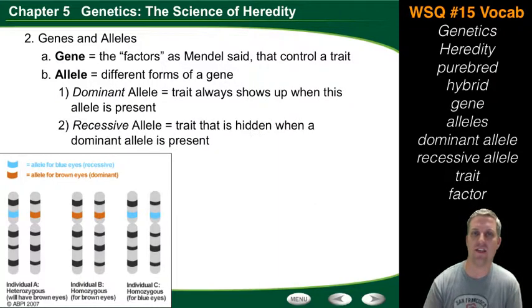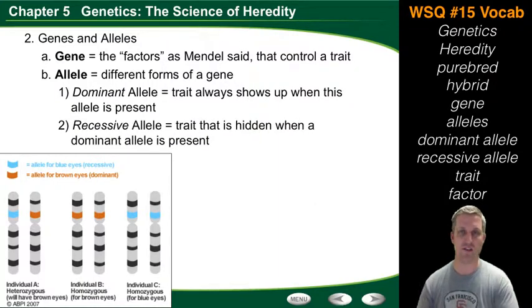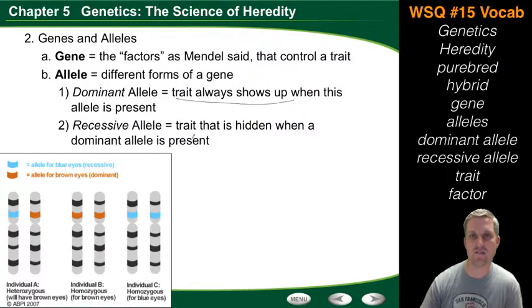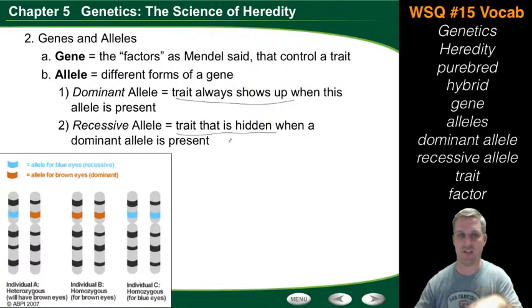And what he had found is that we have dominant alleles, and this is where the trait always shows up when it's present. And we have recessive alleles. That's when the hidden trait only shows up when a dominant allele is not around. So this trait is hidden when a dominant allele is present. It gets masked, so you won't see it.